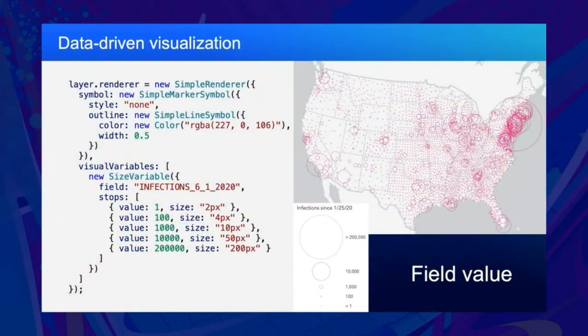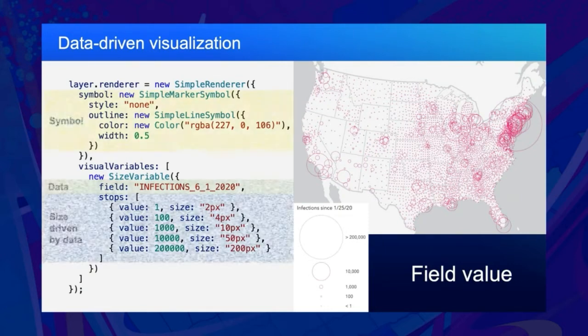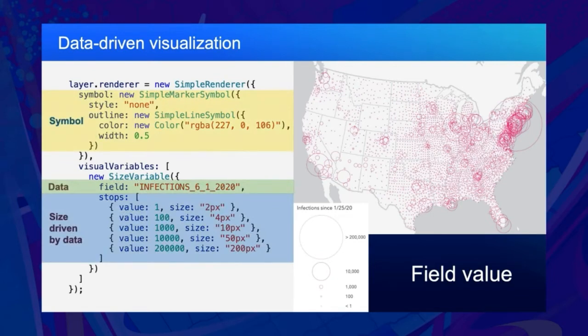So this is what the code looks like when you want to create a data-driven visualization. You create a simple renderer, and there are various components of that renderer. In this particular case, we're visualizing the number of active COVID cases since a particular date. So what you do is you set the symbol on your renderer. So I want to symbolize all my counties as a marker and give the outline a pink color that's pretty thin, and I don't want to fill it with anything because there's a lot of overlapping markers.